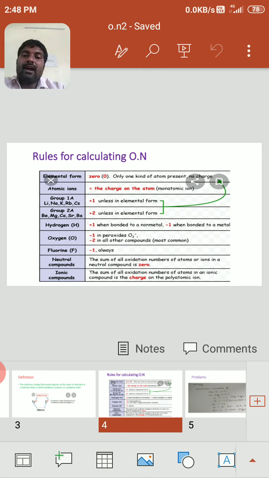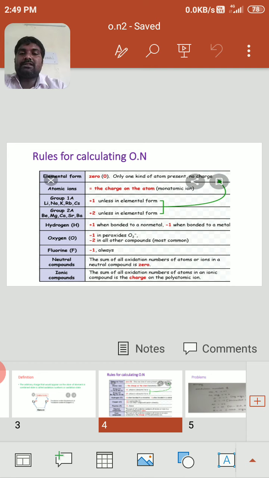And for hydrogen, the common oxidation number is +1 with non-metals. If it is bonded with a metal, the oxidation number is -1. For example, in HCl the oxidation number of hydrogen is +1. In the case of sodium hydride, NaH, the oxidation number of hydrogen is -1. Hydrogen behaves as +1 and -1: +1 comes if it is bonded with a non-metal, -1 comes if it is bonded with a metal.